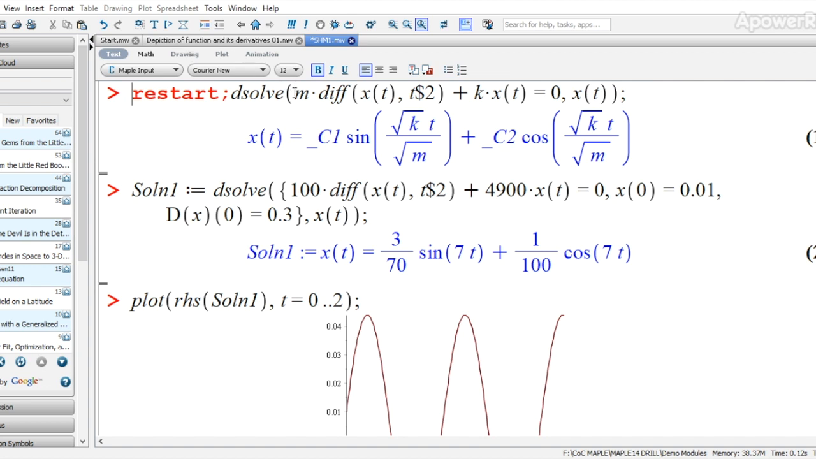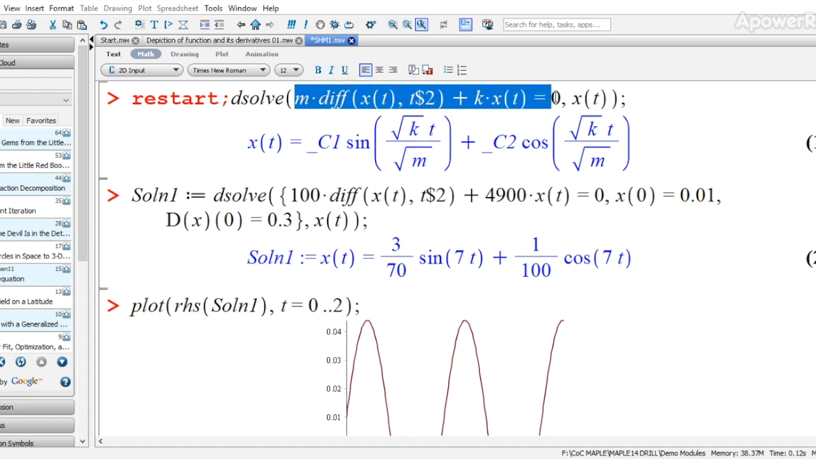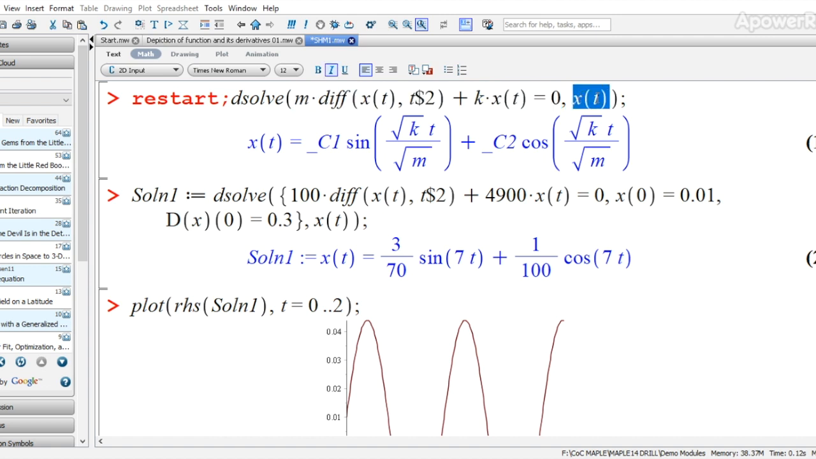Inside parenthesis we have this differential equation, and this is to be solved for x of t, that is placed here. So the moment you press enter key here, it offers you solution. C1 and C2 are the constants appearing in equation number 1, and under root k by m is omega in general while we deal that equation theoretically on the blackboard.